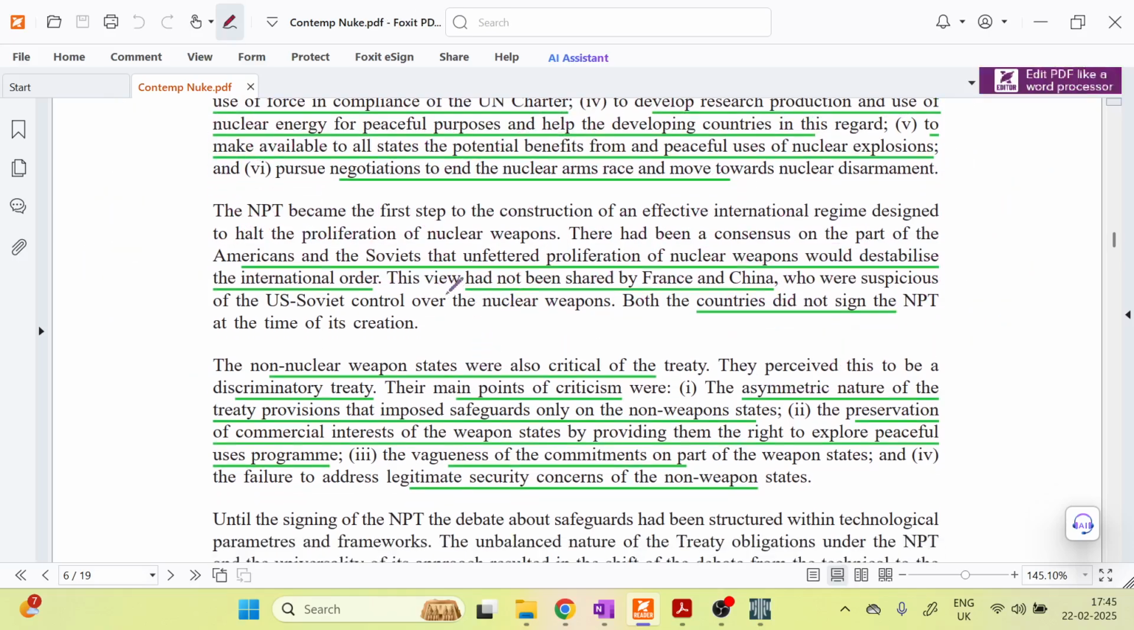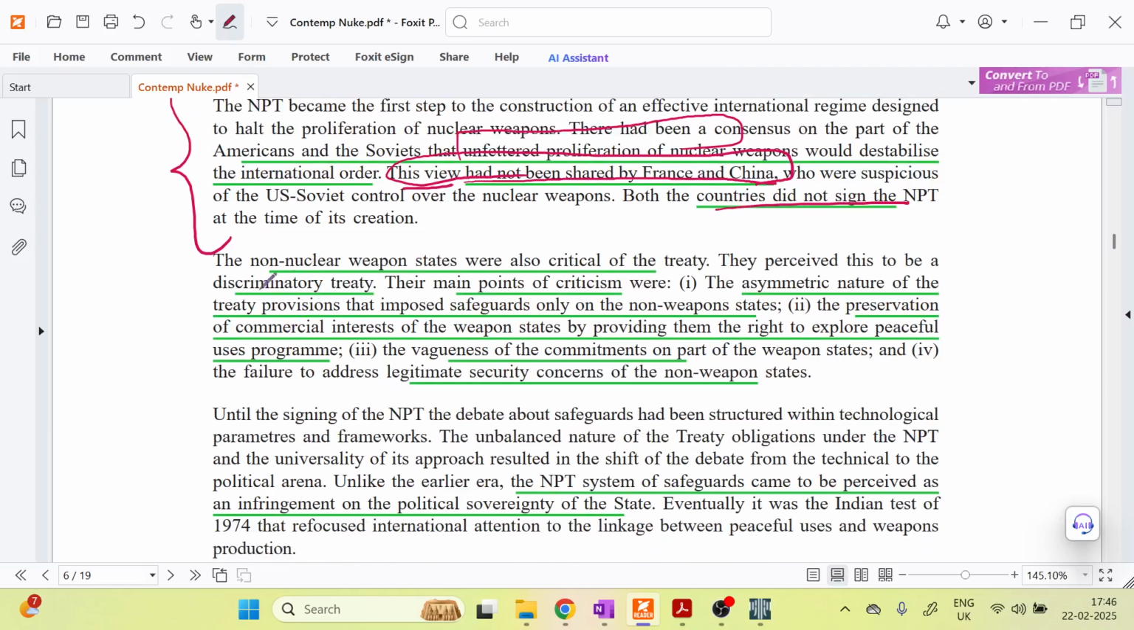But this view, the halting of nuclear proliferation, had not been shared by France, China, India, Israel, and many countries. Even in the present contemporary world, many countries do not echo such views. Everybody wants to be assured of their own security, for which nuclear weapons act as a powerful deterrent. Anyway, both the countries did not sign the NPT.